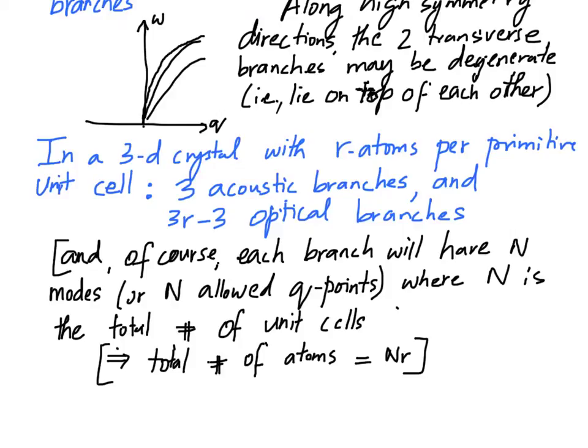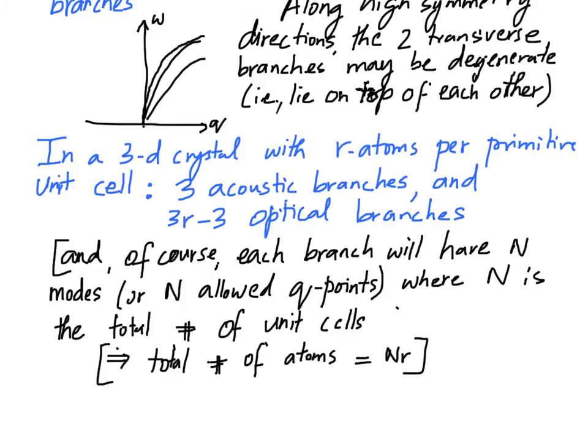Okay, so here are our thoughts on this matter. A 3D crystal with R atoms per primitive unit cell contains 3 acoustic branches and 3R minus 3 optical branches, which means a total of 3R branches. There are n allowed q points per branch, so the total number of modes is 3Rn.